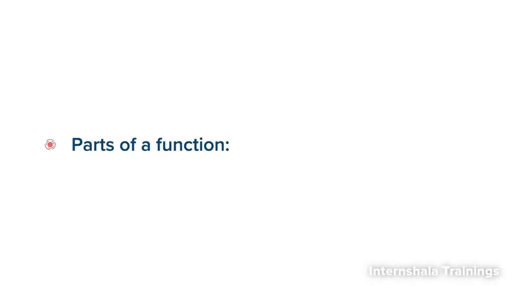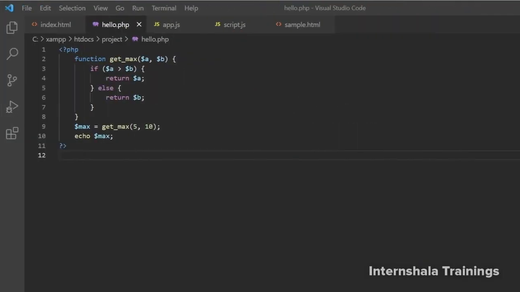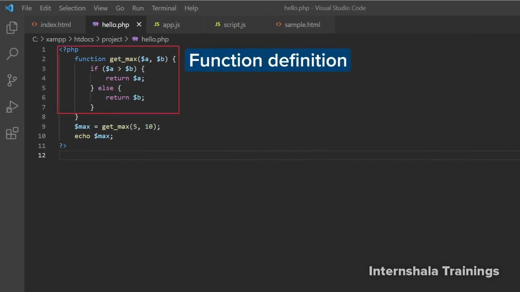Now, let us look at another important aspect of functions, that is, how they are executed. And for the same, we first need to understand the parts of function. Let us take the same code example with a slight modification. This is the first part called function definition. In function definition, we define the function name, function arguments, and a block of code which defines the specific purpose.